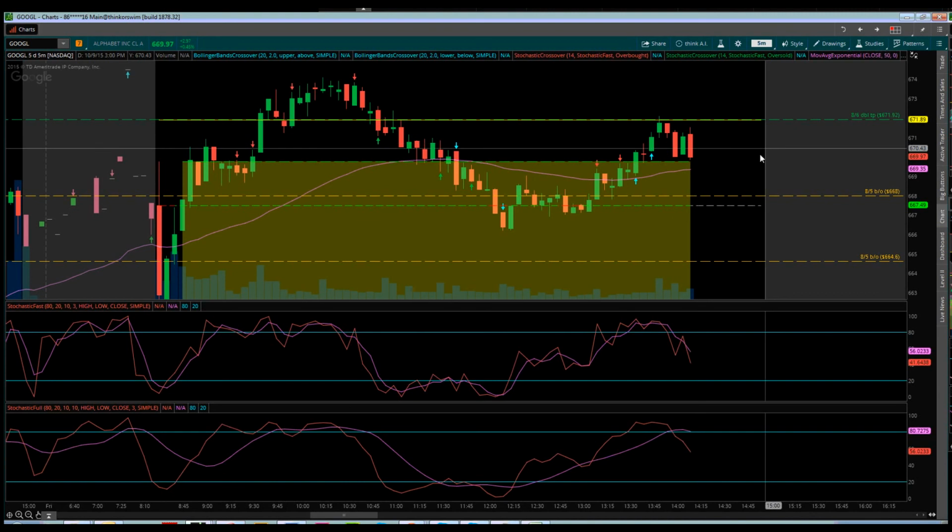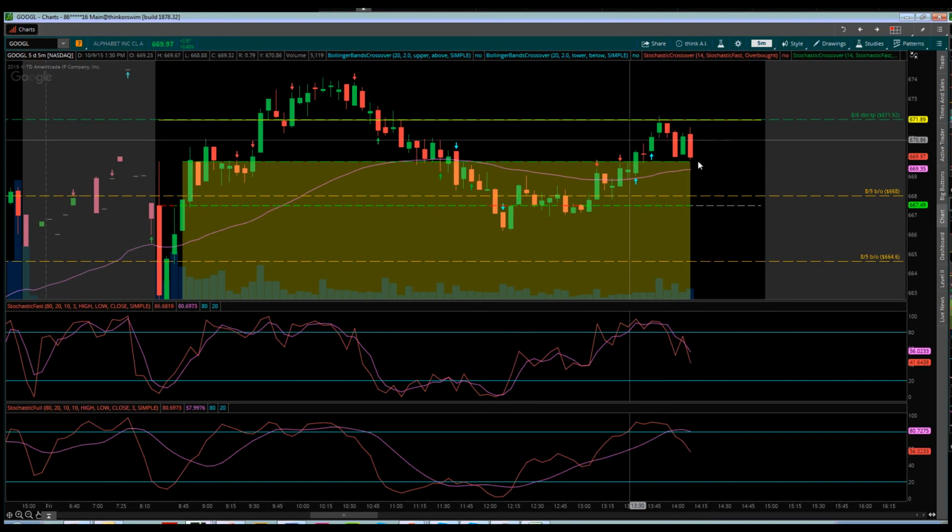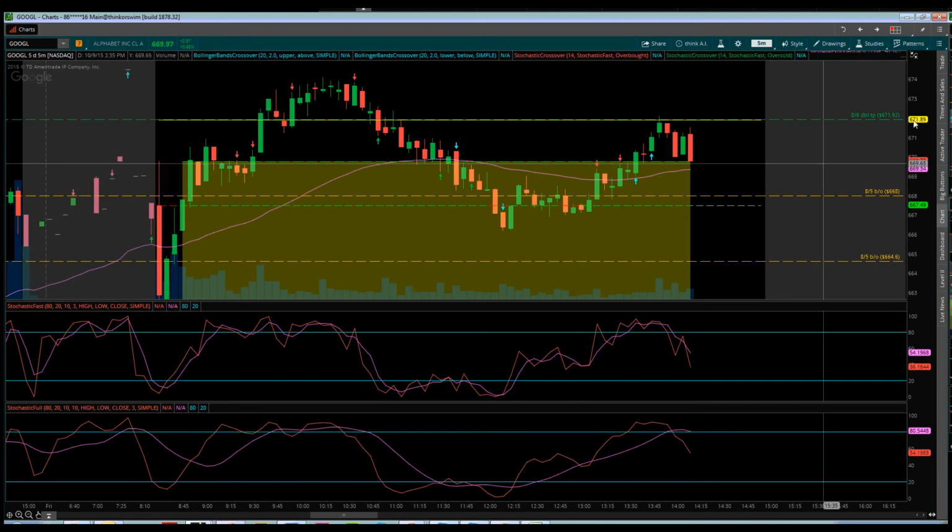Now, as I mentioned before, the target was the 671 area, which we hit almost to the penny. And then, sure enough, what happens? We come back here and we're testing the 669 area of support, almost to the penny. So as you can see, once you get a good grasp on identifying and establishing these intraday pivots, it makes for some really valuable insight in regards to how we approach our trades, specifically entries and exits, in the sense that we're not just blindly entering things.